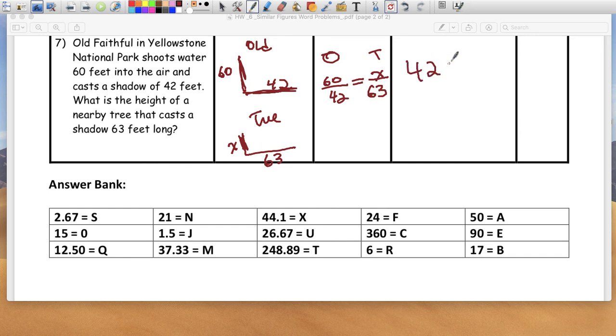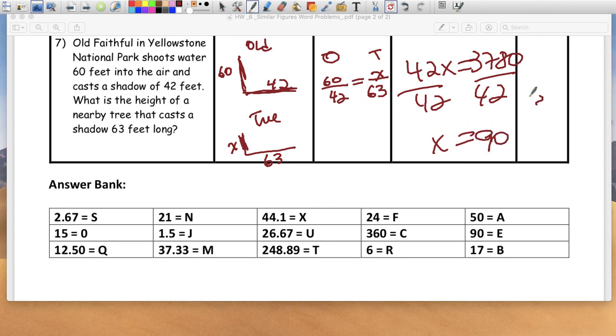Cross multiply. 42x equals 60 times 63, and that's going to give us 3,780. We're going to divide this by 42, divide this by 42, and x equals 3,780 divided by 42, which is 90. So the height of the tree is 90 feet. So big, tall tree.